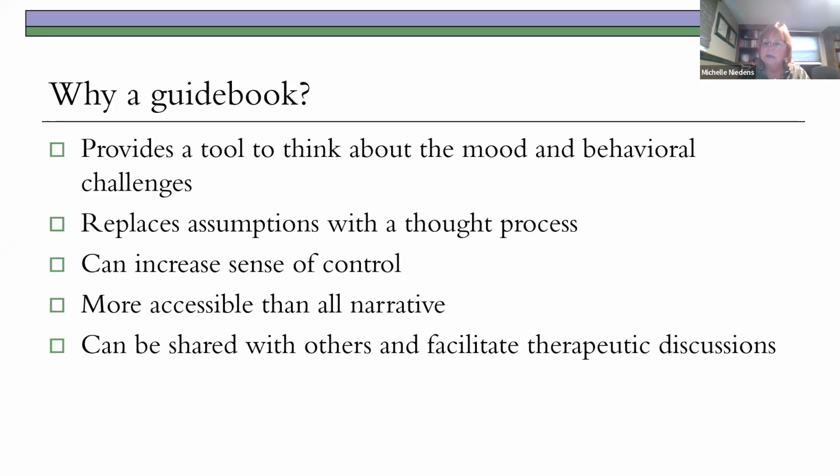Why is this happening? What is the message? What is being expressed here? What can we change? The guide itself is a bullet point kind of thing. Here's some common mood and behavioral challenges. Here's some common reasons. Here's some common interventions.